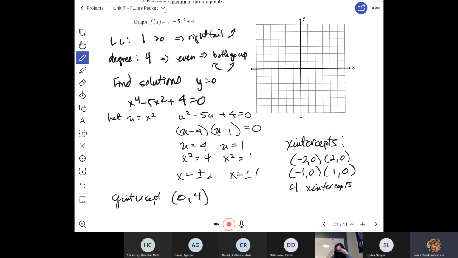All right, so let's plot what we know. I know I have roots here. I also know I pass through the y-axis here. I know my right tail goes up. I know it passes through, and it's going to come up here.